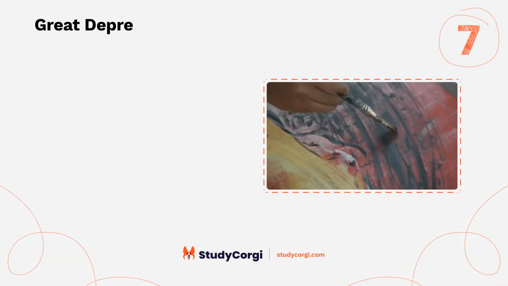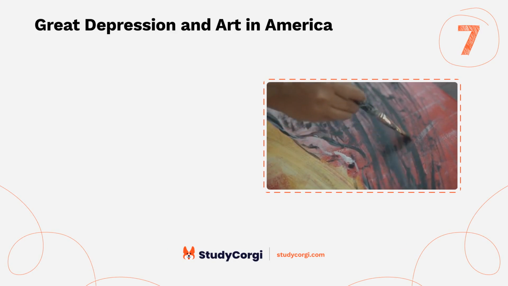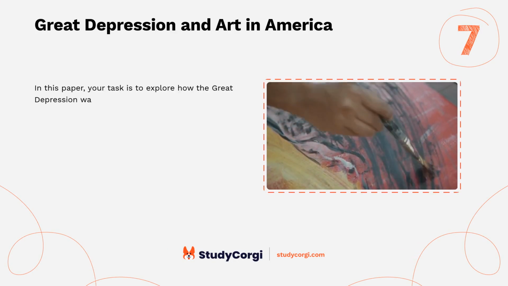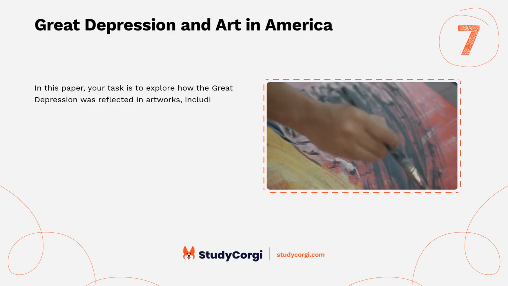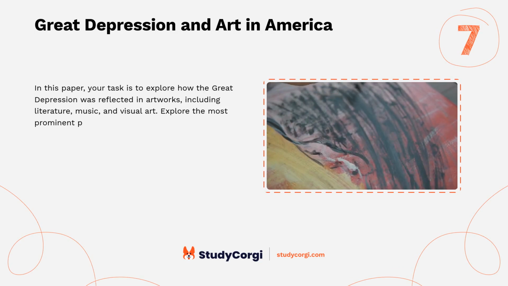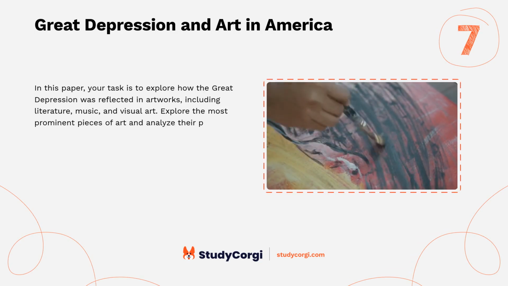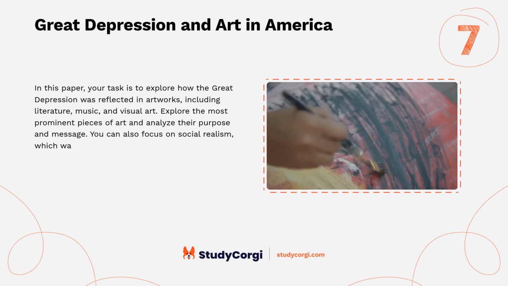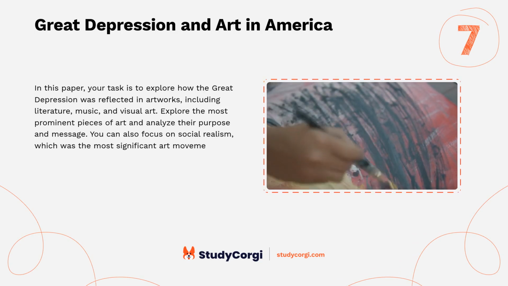Great Depression and Art in America. In this paper, your task is to explore how the Great Depression was reflected in artworks, including literature, music, and visual art. Explore the most prominent pieces of art and analyze their purpose and message. You can also focus on social realism, which was the most significant art movement of that period.